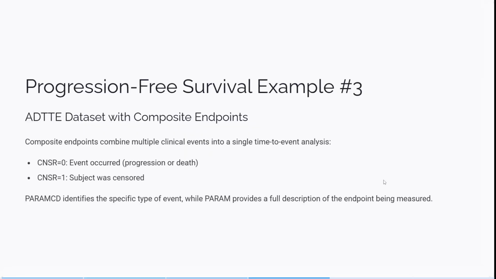So the progression-free survival, example number 3: the ADTTE dataset with composite endpoints. Composite endpoints combine multiple clinical events into a single time-to-event analysis. CNSR equal to 0 means the event occurred, progression or death. CNSR equal to 1 means the subject was censored. Okay, so PARAMCD identifies the specific type of event, while PARAM provides the full description of the endpoint being measured. So this is also another endpoint to evaluate oncology or any therapeutic-related endpoint by using the time-to-event dataset.